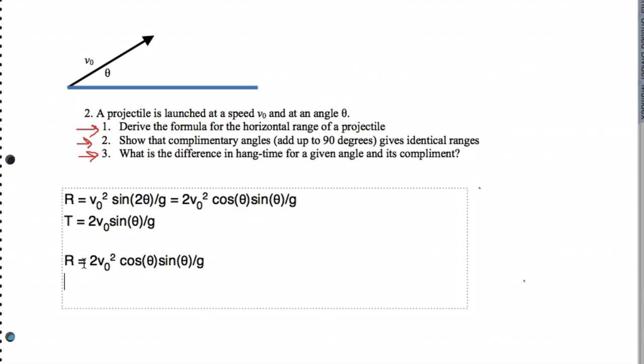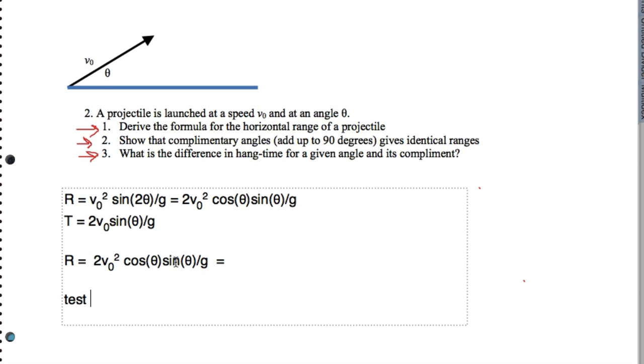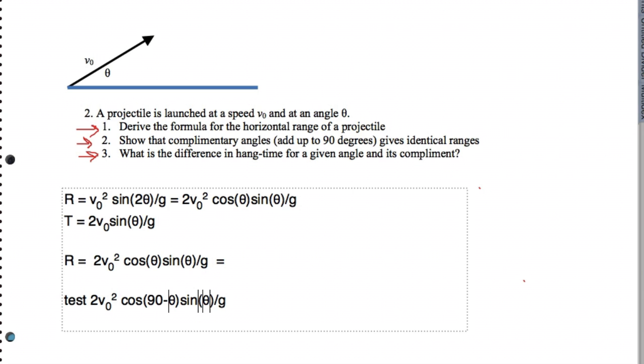One thing, never do this again on an exam of mine. Do not plug in 30 and 60 degrees. I will take off huge numbers of points in the future. When I say an angle and its complement, I mean any angle and its complement. So you test in the following way. The definition of complement is 90 minus the angle. So what that means is you need to put 90 minus theta here and 90 minus theta here.